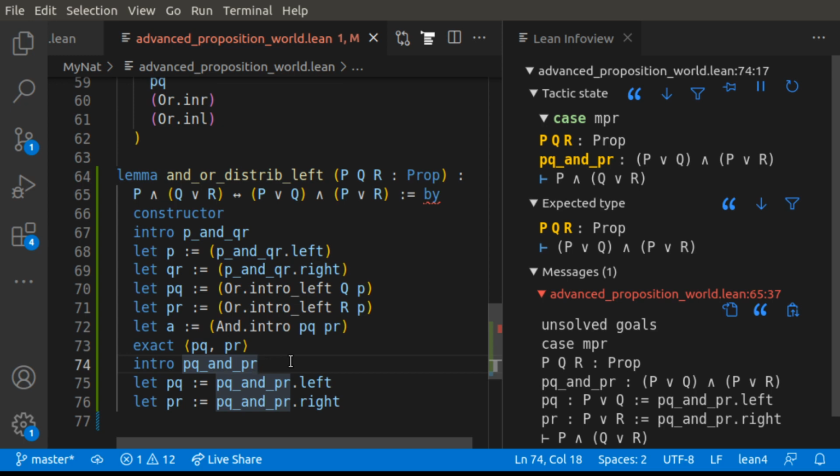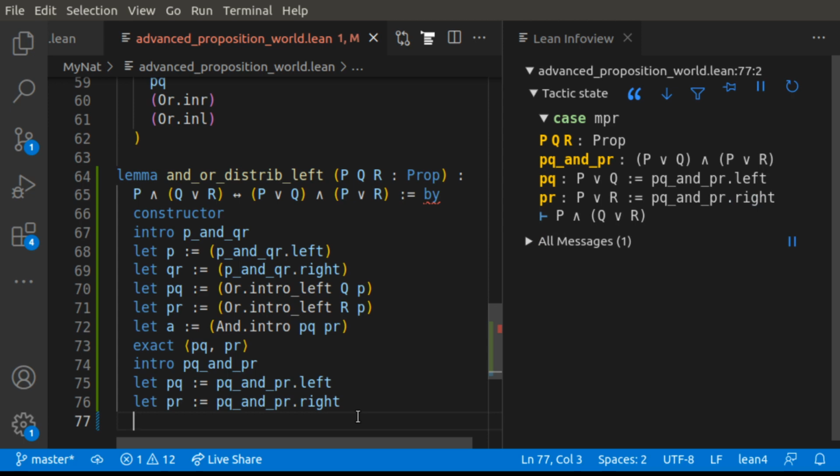Okay, so we have a few things. We have P or Q, P or R, and we have P or Q and P or R. And we need to prove P and (Q or R). So we need to prove P, and we need to prove Q or R. How do we prove P though?